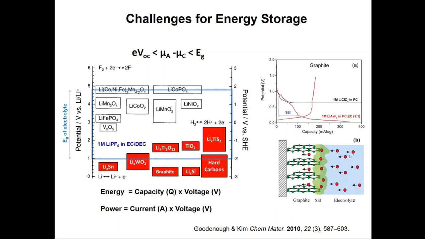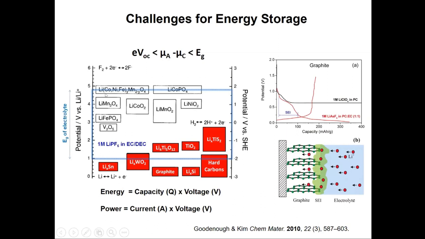So I said that if we actually raise the voltage of the cathode, here is a nice review by John Goodenough, one of my former colleagues, that said the current state of the art is using carbonate electrolytes with one molar lithium fluorophosphate as the lithium ion carrier. And if you then look at the different commercialized materials, where does the voltage of the cathode lie relative to the voltage of the anode?